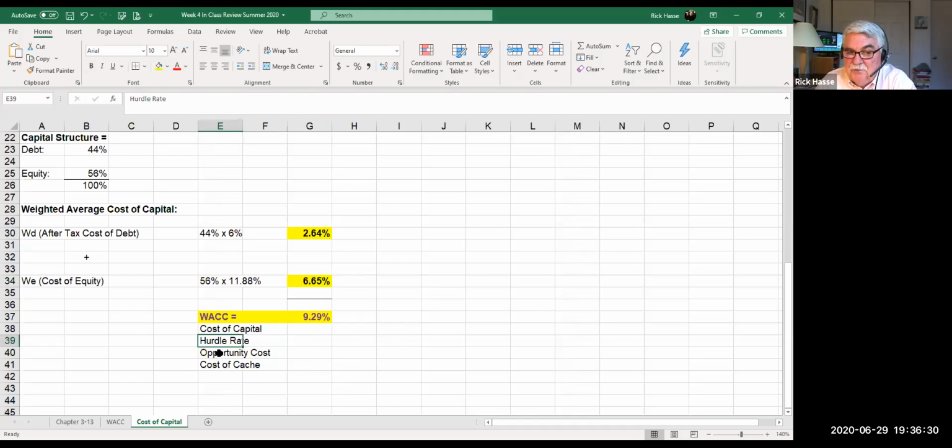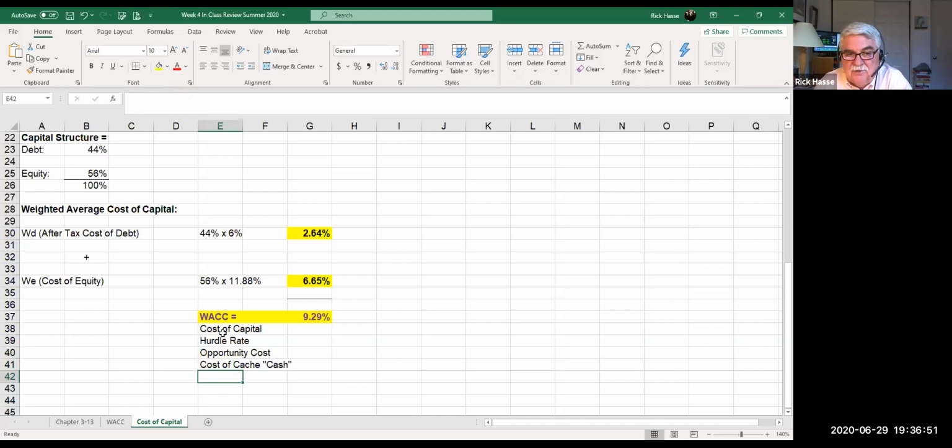It's also the opportunity cost. It's also called the cost of cash. Let's make that clear so you guys don't get confused if you look at this later. Those are the different names it goes by.